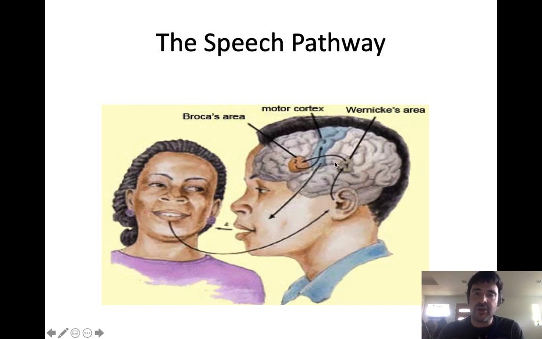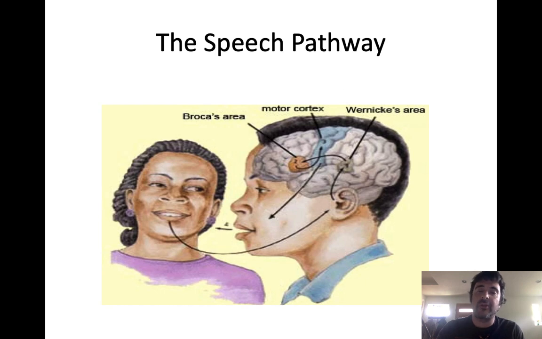Now, there's a condition called aphasia, A-P-H-A-S-I-A, and aphasia is having trouble or difficulty speaking. There are two general categories of aphasia: Wernicke's aphasias and Broca's aphasias. In Wernicke's aphasia, the Wernicke's area is damaged, and that typically manifests as trouble understanding speech, but being able to speak with a relatively normal cadence and tone.